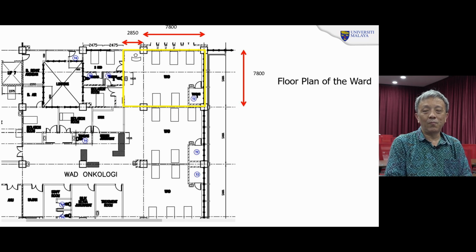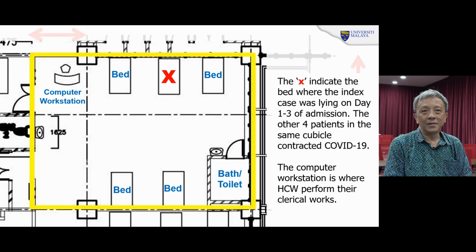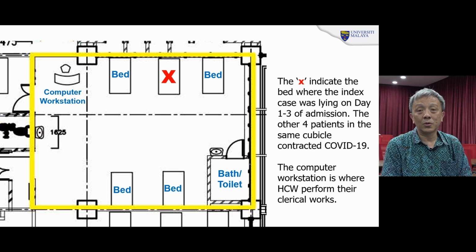This is the floor plan of the ward. The yellow box indicates the open ward with 5 beds and a bath. The X marks the spot where the patient was sleeping, and the other 4 beds is where the 4 other patients who contracted COVID-19 were sleeping.